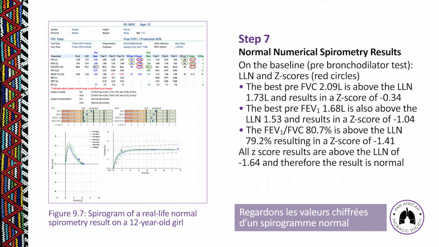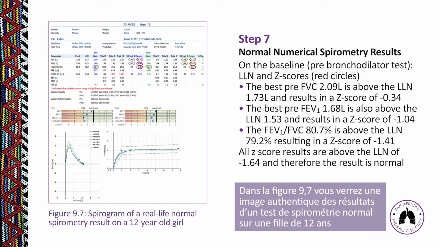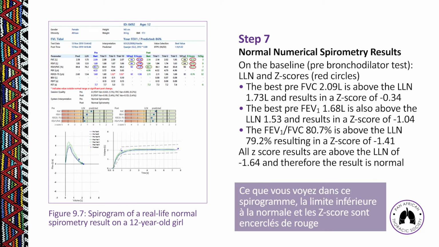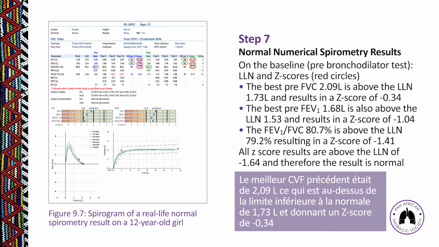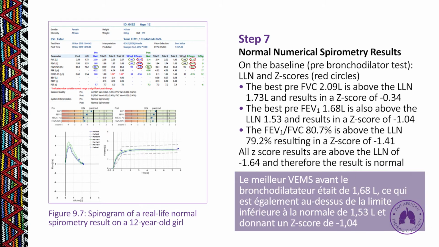Let's look at the numerical values in a normal spirogram. In figure 9.7, this is a real-life example of a normal spirometry test result on a 12-year-old girl. What you can see in this spirogram is that the lower level of normal and Z-scores are circled in red. The best pre-FEC was 2.09 liters, which is above the lower level of normal of 1.73 liters, resulting in a Z-score of minus 0.34. The best pre-bronchodilator FEV1 was 1.68 liters, which is also above the lower level of normal of 1.53 liters, resulting in a Z-score of minus 1.04.